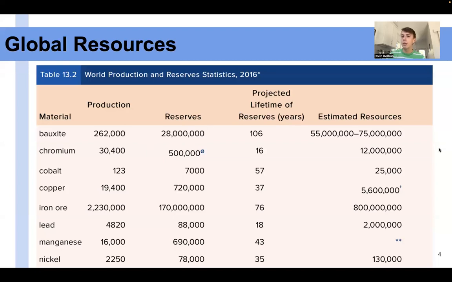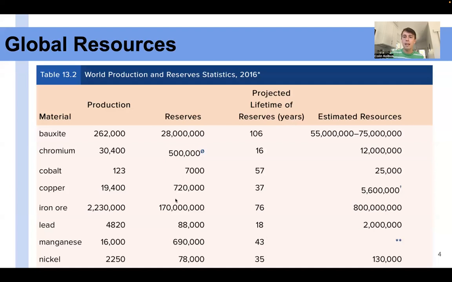So we have our production, the amount that we're extracting from the earth, and if you divide the reserve that we have or estimated resource potential by that, you get a projected lifetime that isn't extremely large. So some of these are within our lifetime potentially. Lead has 18 years of projected lifetime of those reserves that we have.